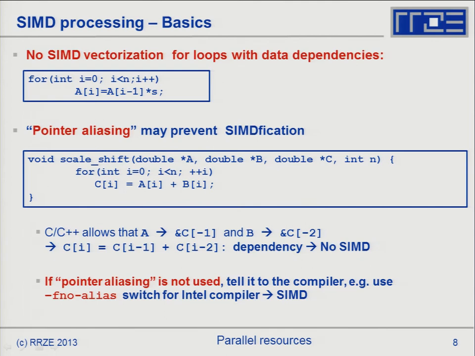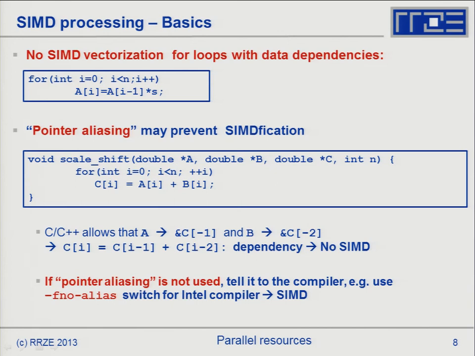And the C and C++ language allows arrays to overlap in any possible way. Now, if these arrays are allowed to overlap, theoretically, the compiler has to take that into account. So the compiler may think that A, the base address of A, points to C of -1, and B points to C of -2. So they overlap almost perfectly. Then what's actually written here is not C equals A plus B, it's C of I equals C of I minus 1 plus C of I minus 2. And now we return to the previous problem. There's a strong dependency. These iterations are not independent, so there's no way this can be vectorized.